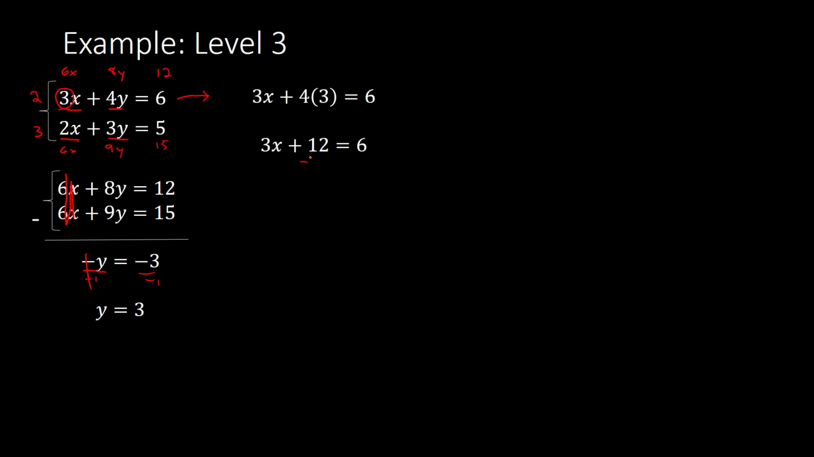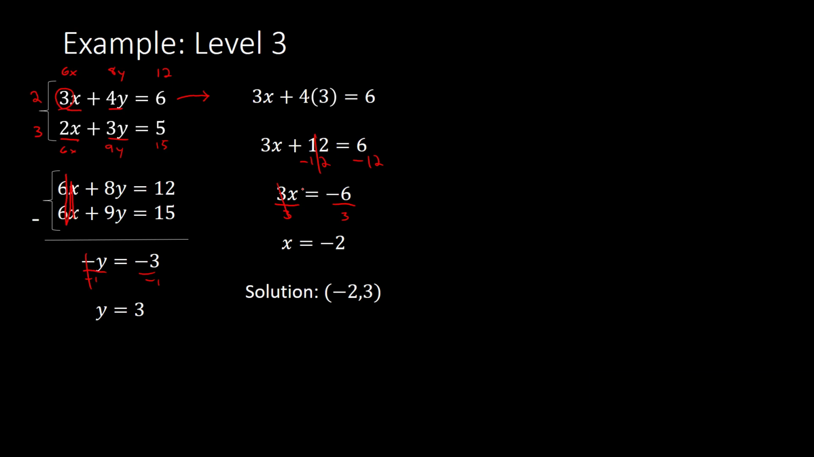And then to solve this, just subtract 12 from both sides. And we get 3x equals negative 6. And then divide both sides by 3. We get x equals negative 2. So our solution would be x is negative 2, y is equal to 3.